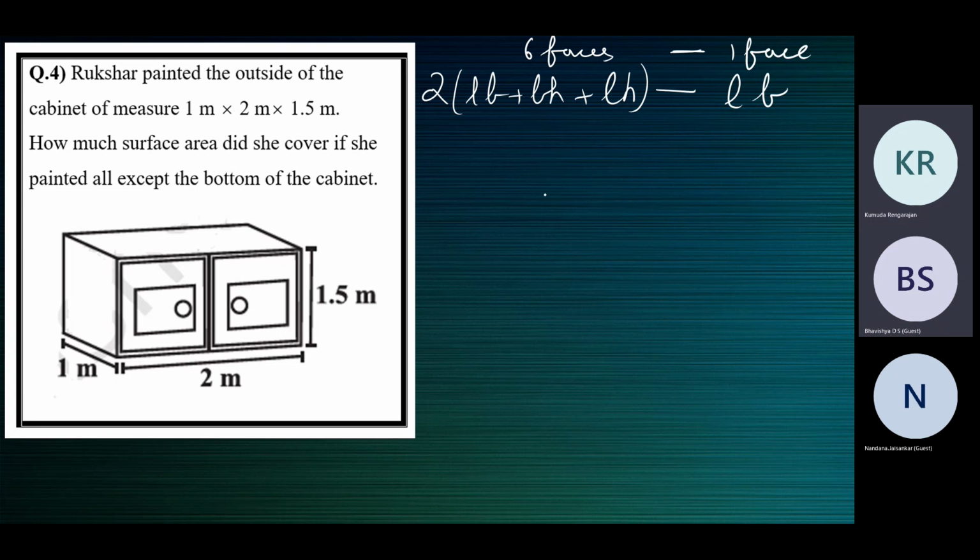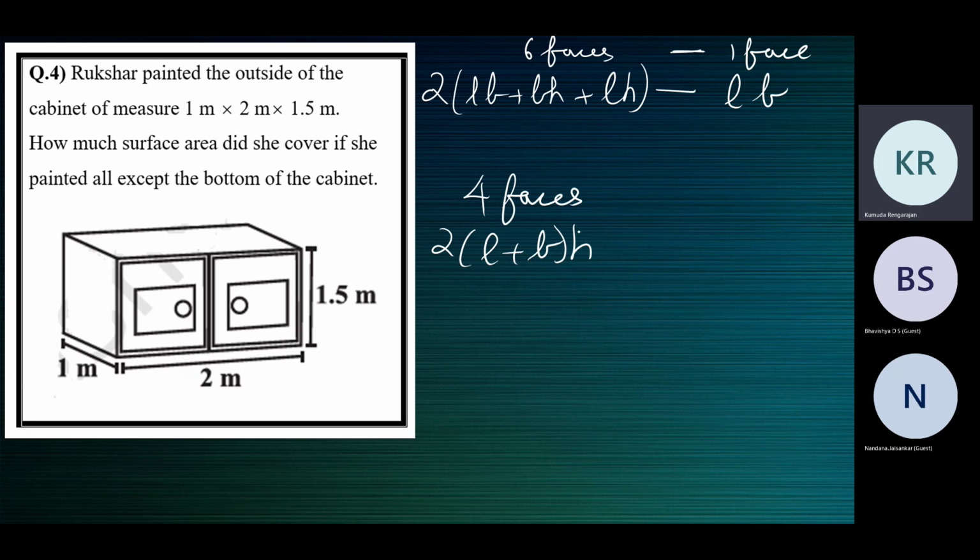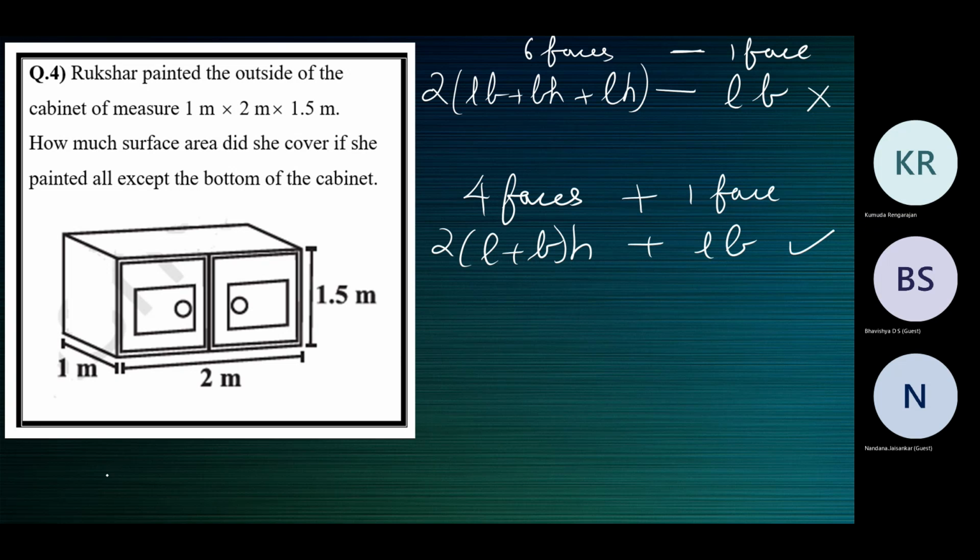Yes. Or else what you can do is you can find the area of 4 faces, which is 2 of L plus B into H. But this is the area of only 4 faces. You need to find the area of 5 faces. So plus the area of the top face, plus LB. Both will give you the same result. Instead of doing this, you can do this one. Both are correct. You will get the same answer in both ways. Please make a note of this, children, that you can find it in these 2 ways.